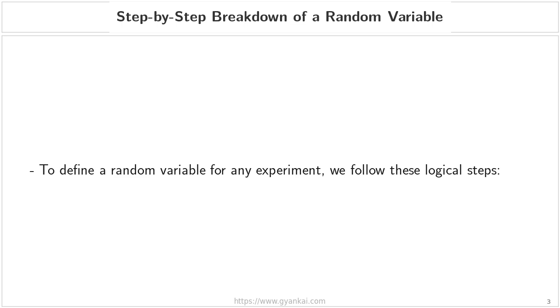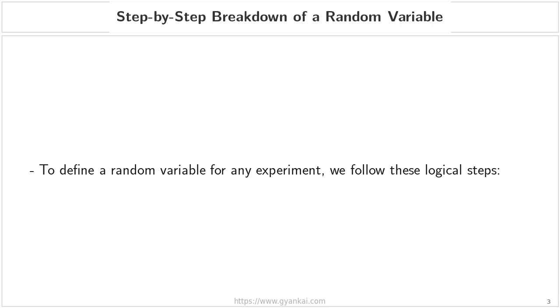Step-by-step breakdown of a random variable. Now that we understand that a random variable is essentially a bridge between qualitative outcomes and quantitative numbers, you might be wondering, how do I actually construct one? Well, it isn't just a random guess. There is a very logical 4-step process you can follow every single time.